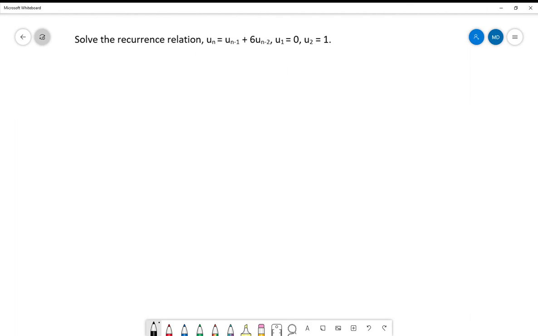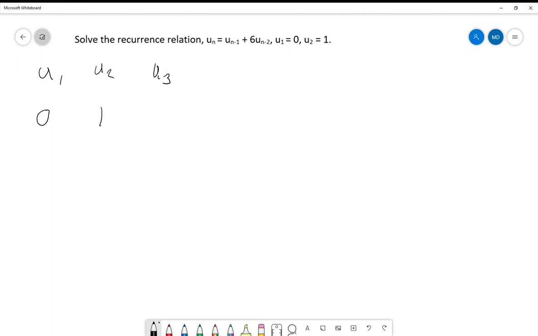So let's see what that looks like. Our u1 here has been given to us as 0. Now normally that would be enough in our first order ones, but notice here, because we require 2 terms to get the next term, we also need to be given u2. So they've given us u2 as 1. And now let's consider what that makes u3.